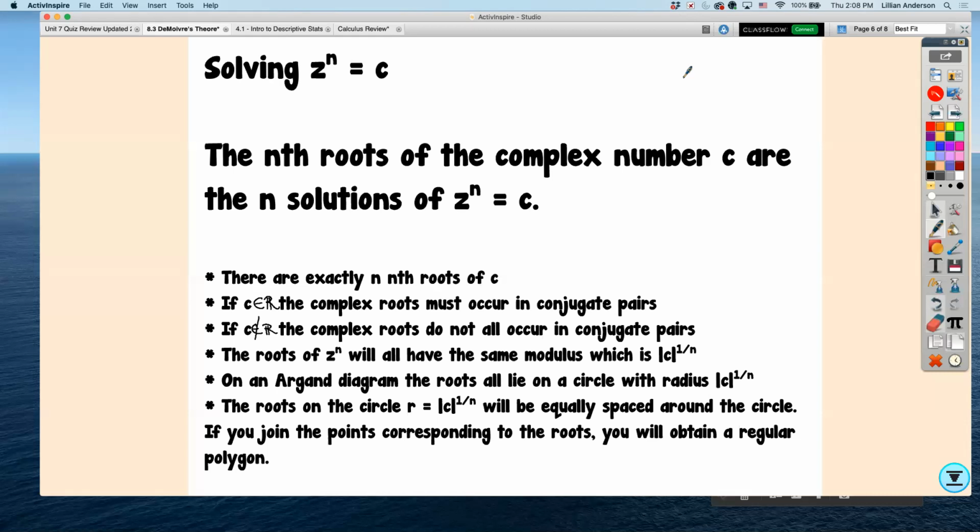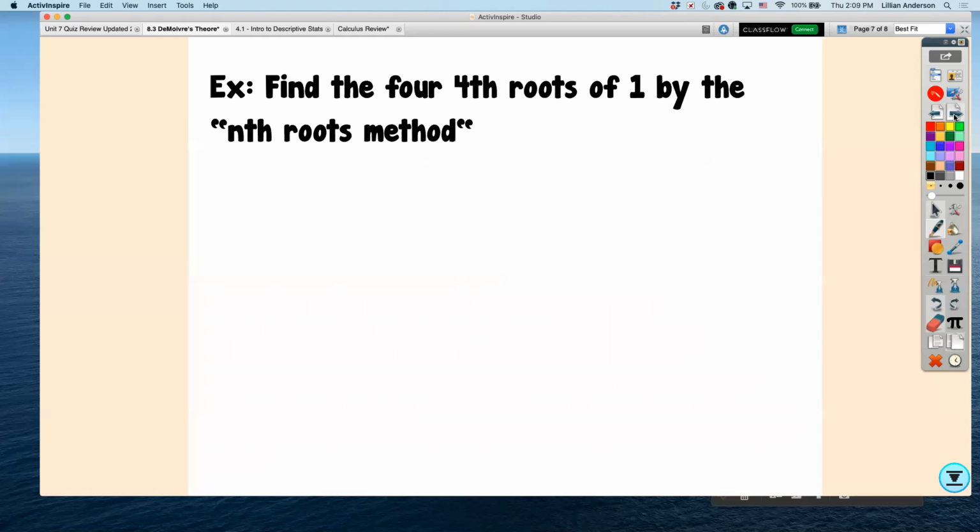That could potentially lead to more questions to follow. All right, let's look at a couple of examples. We're going to find the 4th roots of 1 by the nth roots method. Yes, you could also do this through factoring, but sometimes factoring can be tedious, even very difficult, so the method we're going to use for this example and the next one could potentially be easier. So we're finding the 4th roots of 1, yes.